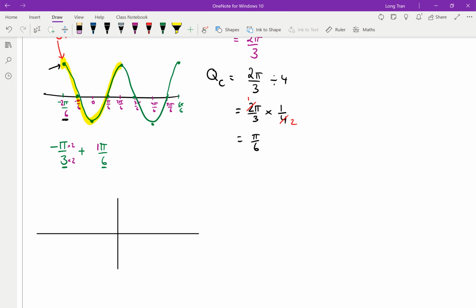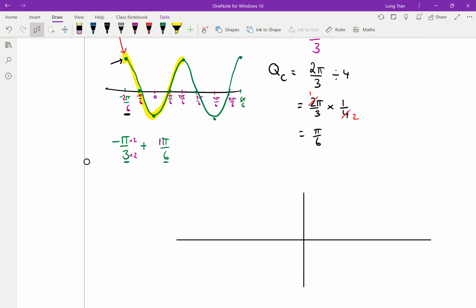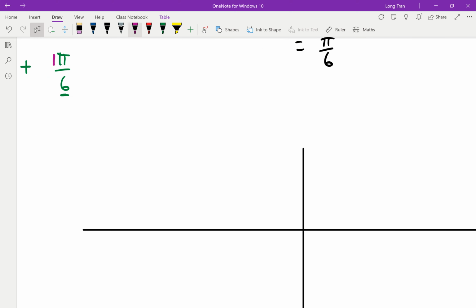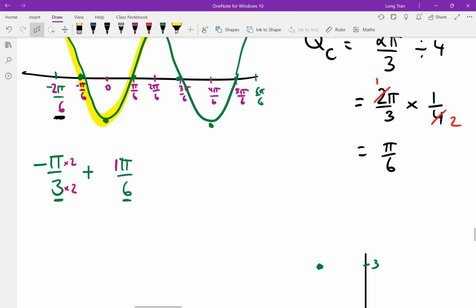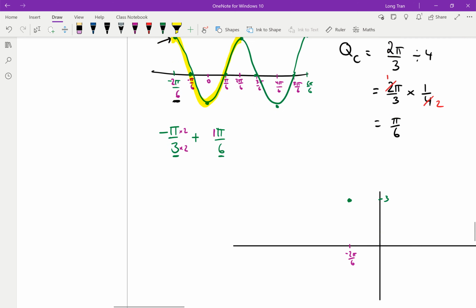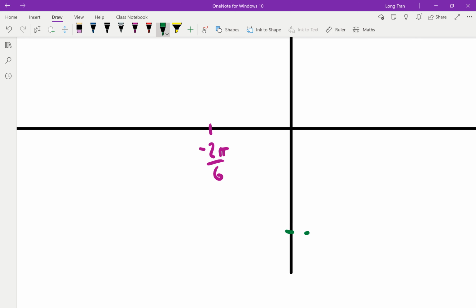See, all I have to do now, so I'm just going to draw it properly now. Okay, we figured out before our starting point was negative 2 pi on 6. True? And we knew that was at the maximum. So the maximum, what was the maximum again? Amplitude was 3, wasn't it? No, 2. Sorry, amplitude was 2. So I know that's the maximum. So the minimum must be then negative 2.